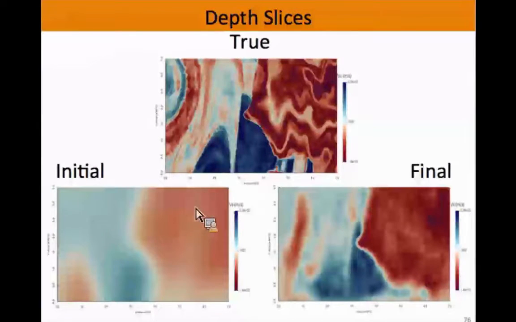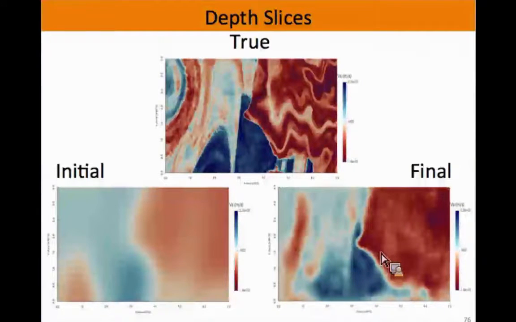And also slices at depth, about 1 kilometer at depth, I think this is the slice of shear wave velocity for the true model, initial, and the full waveform inversion model. So you can see that some structure appears, the interfaces are sharper, and the actual values of velocity are much closer to the true one.